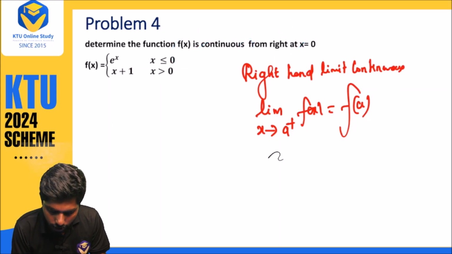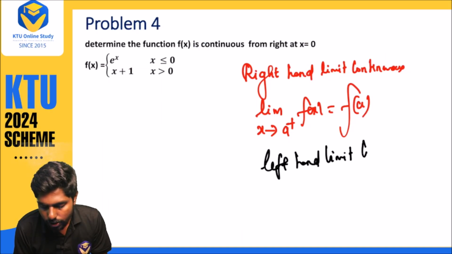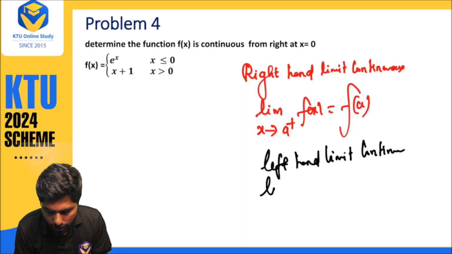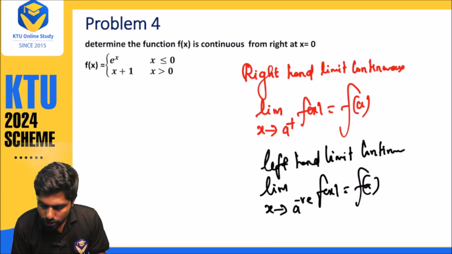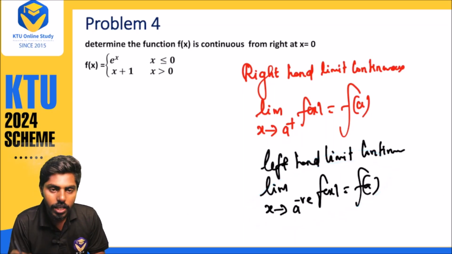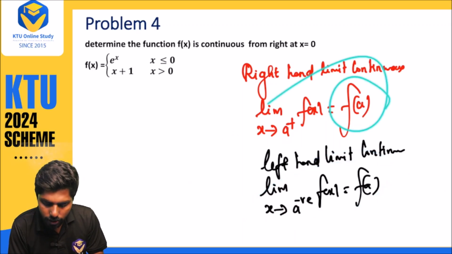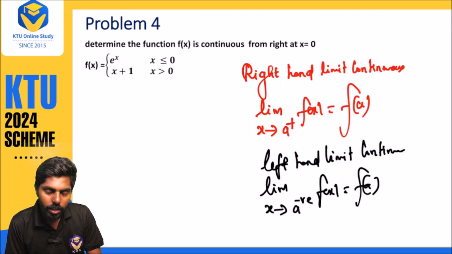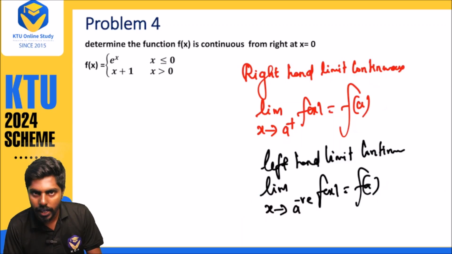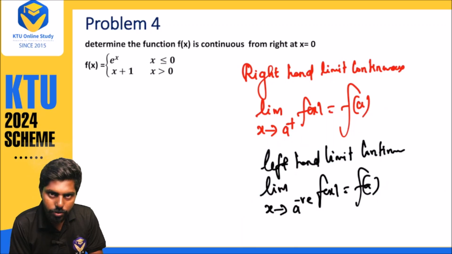Similarly, there is left hand continuity. That is the limit as x approaches a from the negative direction of f of x is equal to f of a. If this condition is satisfied, we say that it is continuous from the left hand side. If it is equal to f of a on the right hand side, we say it is right continuous, and if on the left hand side, we say it is left continuous.